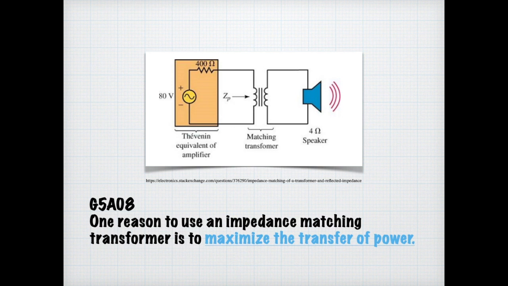But one of the things that was always a deal with a stereo system, maybe if you put one in your car, it's all about matching the loads or matching your impedance. One way that you can do this is with a transformer or a matching transformer. So for the exam, you need to know that one reason to use an impedance matching transformer is to maximize the transfer of power.